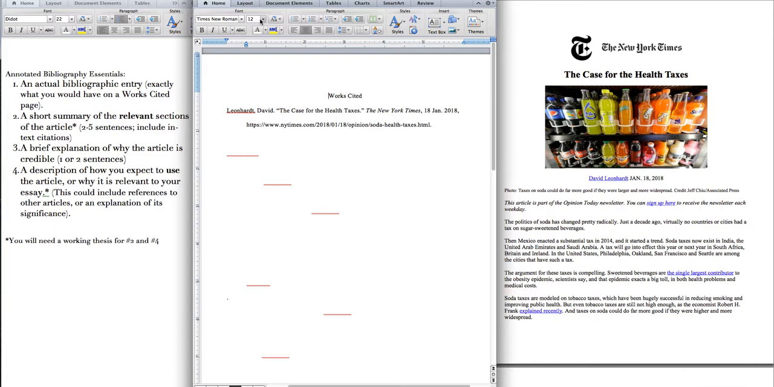The third thing we're going to do is briefly explain why the article is credible. And finally, at the very end, we're going to talk a little bit about how I plan to use this article in a hypothetical essay along the way.